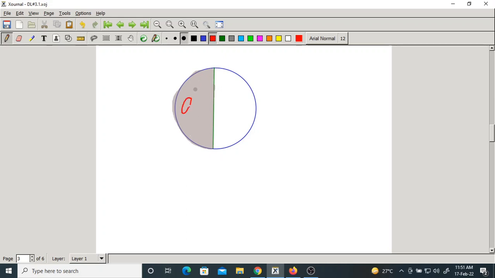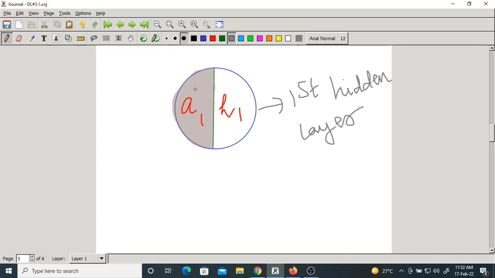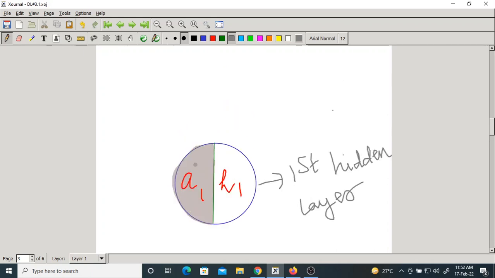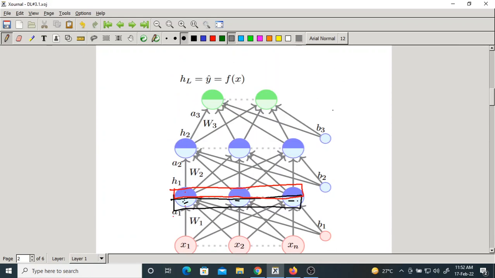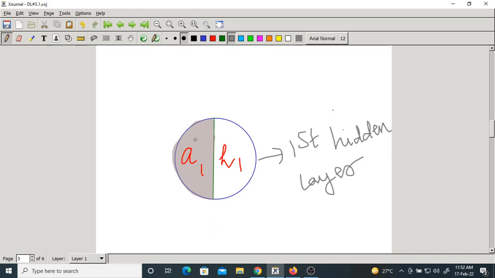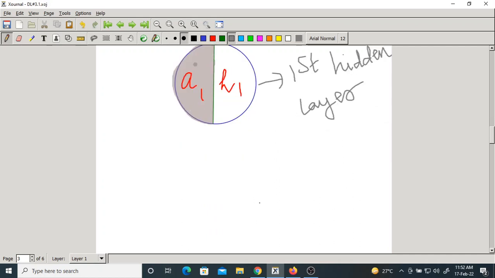So this is a1, h1 for which layer? The first hidden layer. a2, h2 for the second hidden layer. Okay, and so on. Now, next.